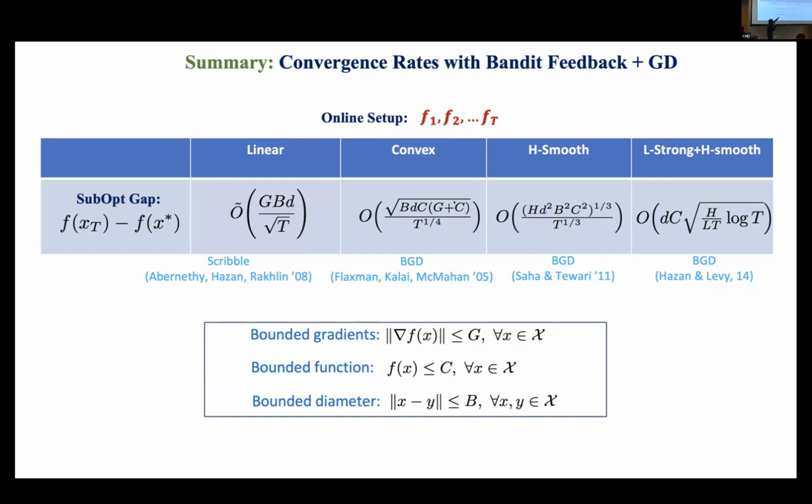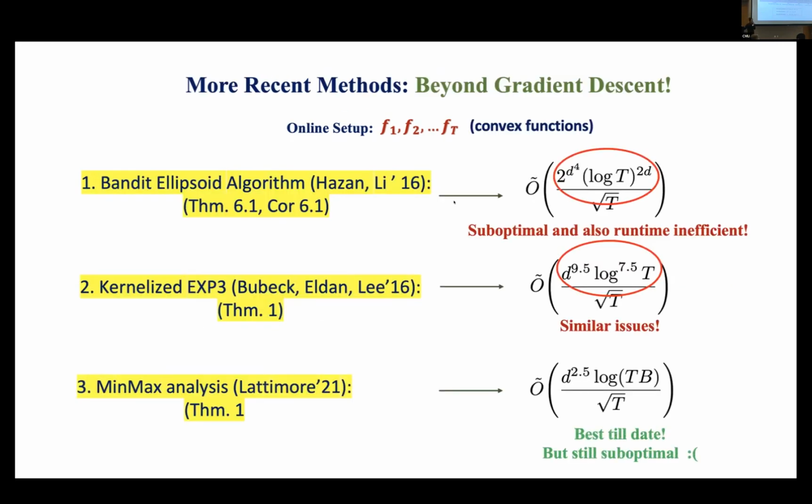If it is smooth, we get a slightly better rate, T^(1/3). If it is strongly convex and also smooth, then we get a 1 by square root of T rate in that case. So that is kind of the broad picture of what we can do with bandit feedback.